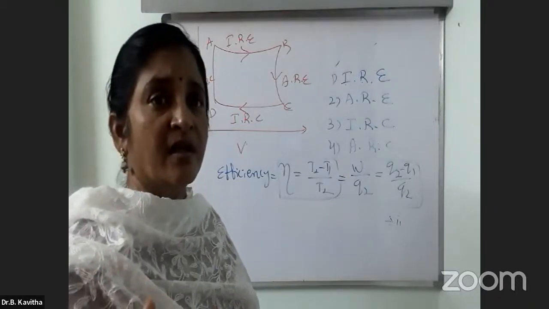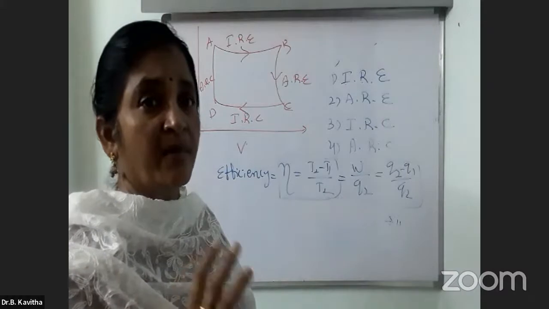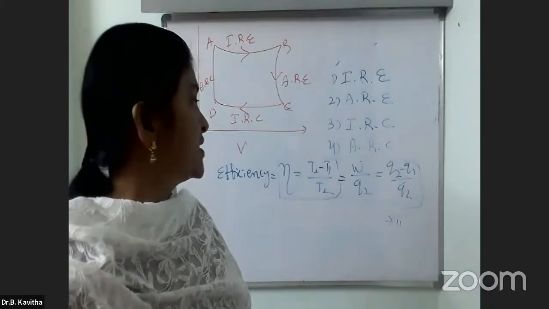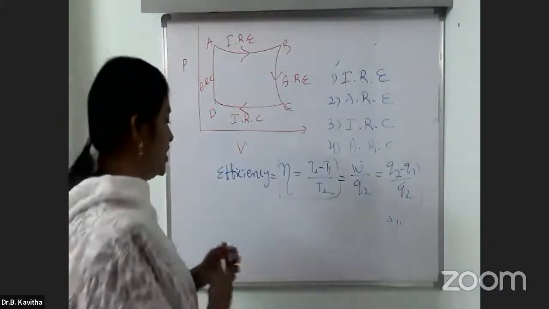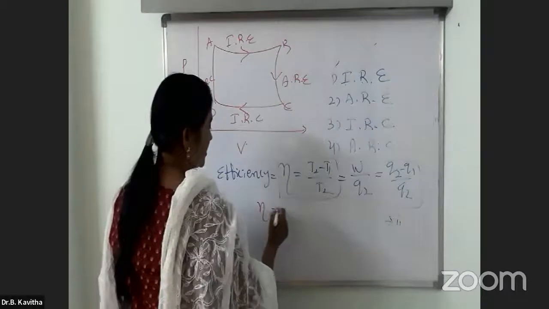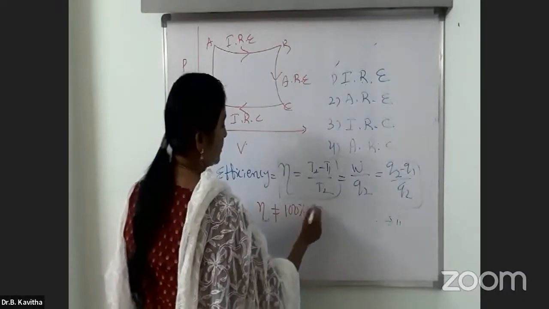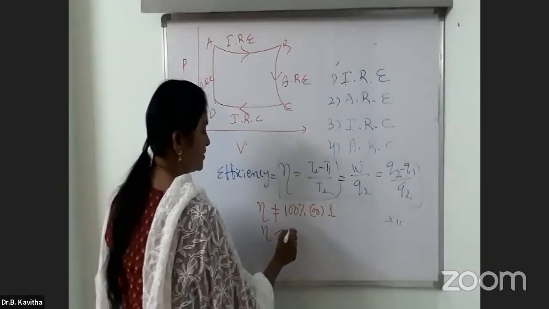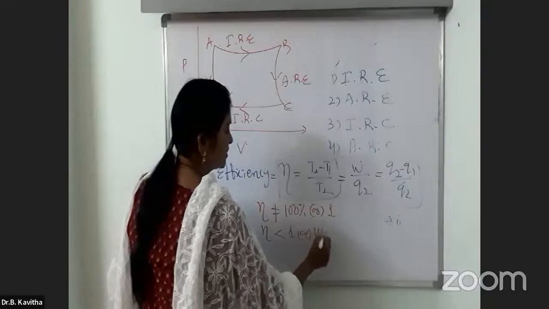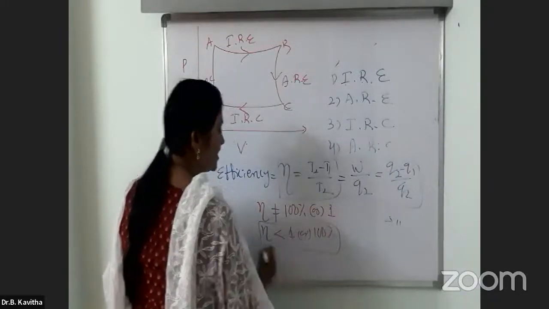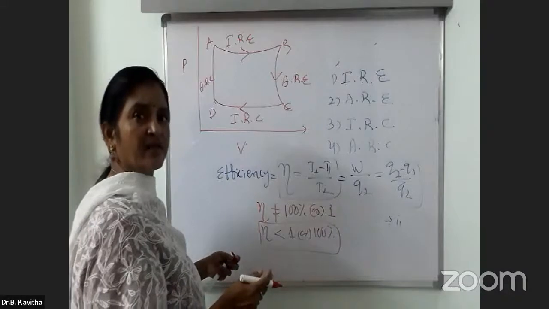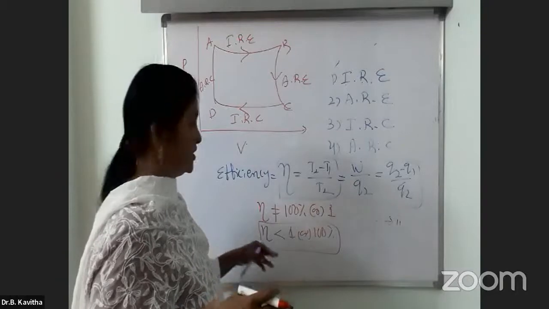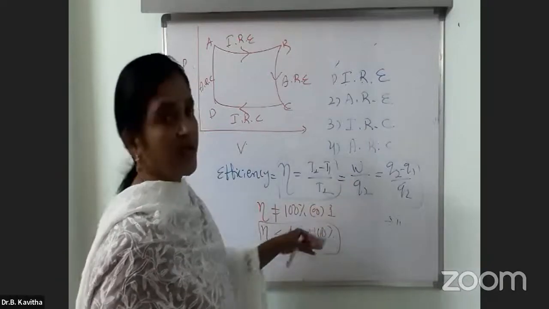Since, as you know, any heat engine does not convert complete heat into work. Only a part of the absorbed heat is converted into work. So for any heat engine, efficiency is not equal to 100% or 1. Always eta is less than 1 or 100%, because if it converted complete heat into work, eta would be directly 100%. But it is not converting, so always eta is less than 1 or 100%.